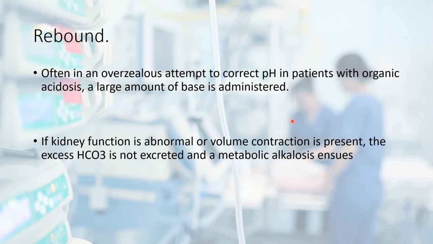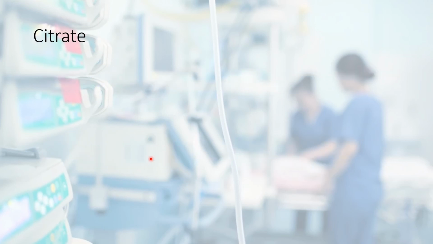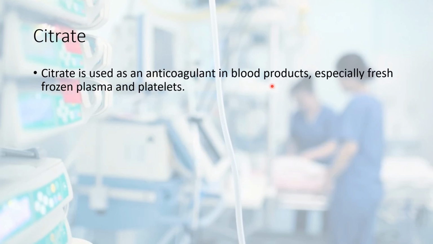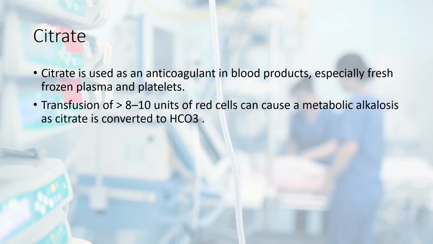In another situation, if kidney function is abnormal or volume contraction is present, the excess bicarbonate is not excreted and so metabolic alkalosis ensues. Citrate is used as an anticoagulant in blood products, especially fresh frozen plasma and platelets. If there is a transfusion of more than 8 to 10 units of red blood cells, it can cause metabolic alkalosis as citrate is converted into bicarbonate.